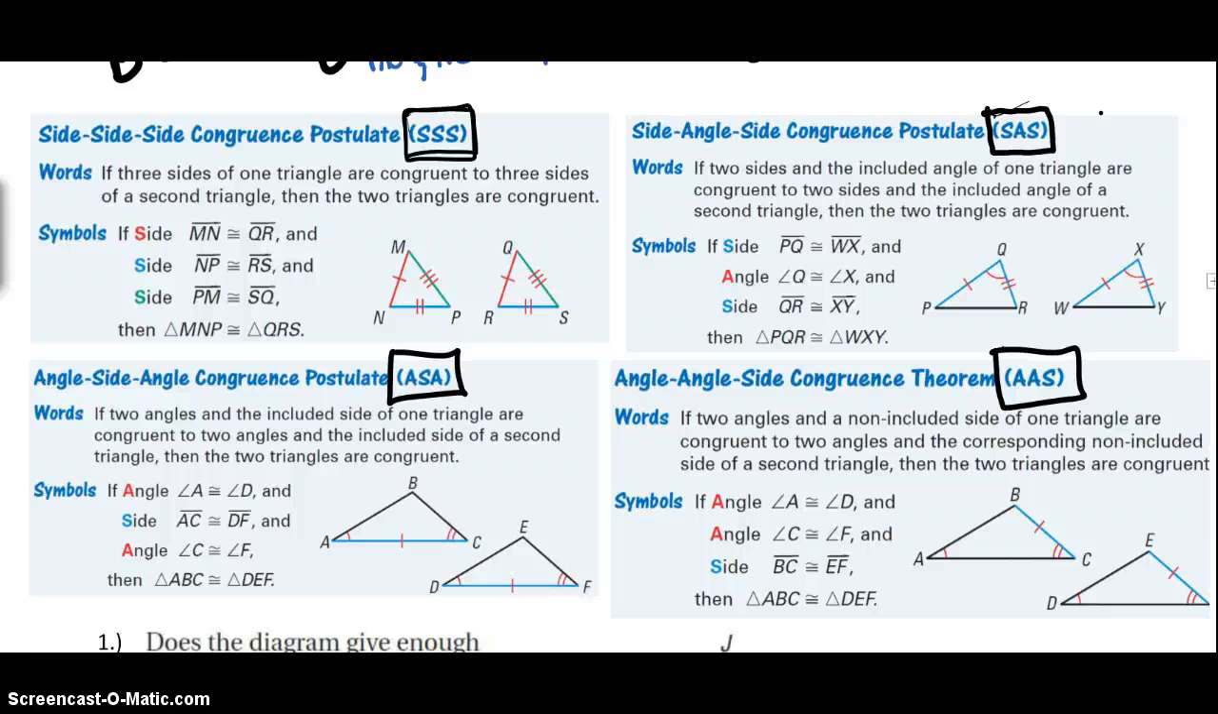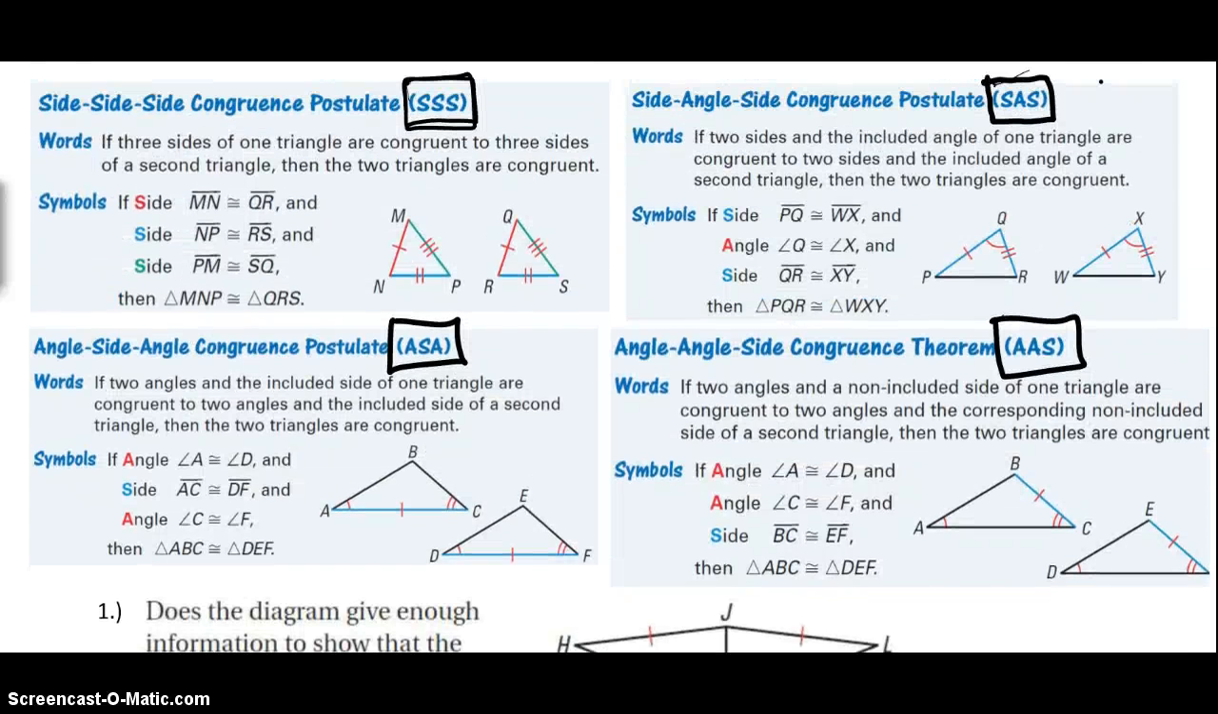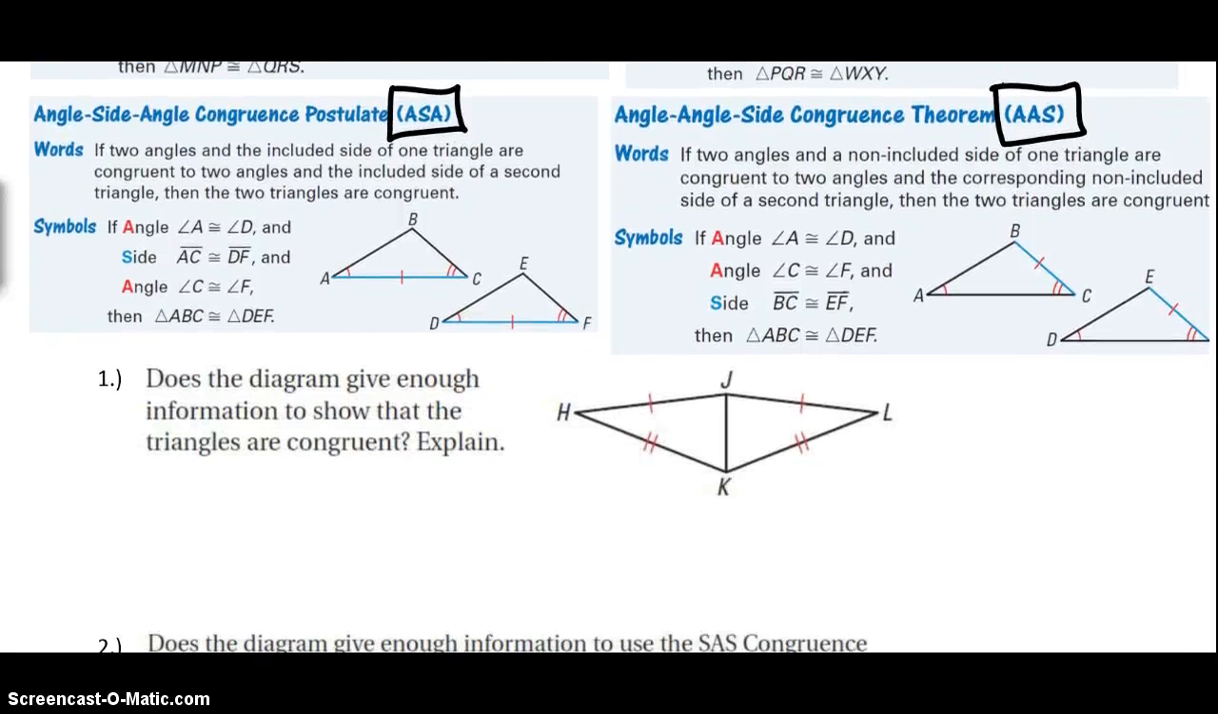So I'm going to be using that in some of these problems just to make it a little bit easier. I've noticed over the years it makes it a little bit easier for students. So let's go down here. And by the way, you need to remember these 4 things, okay? You can't just be making up whatever you want to use for your postulates.